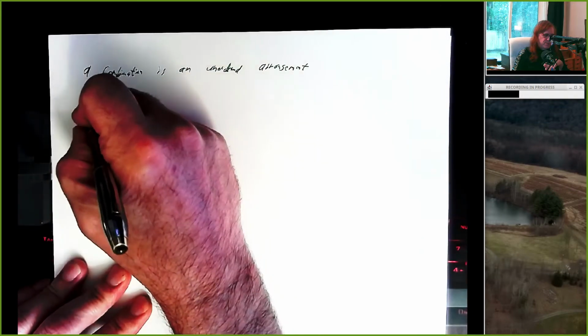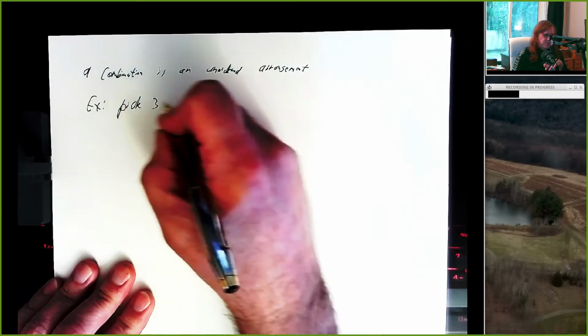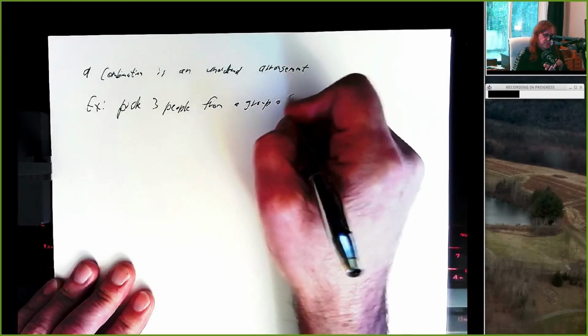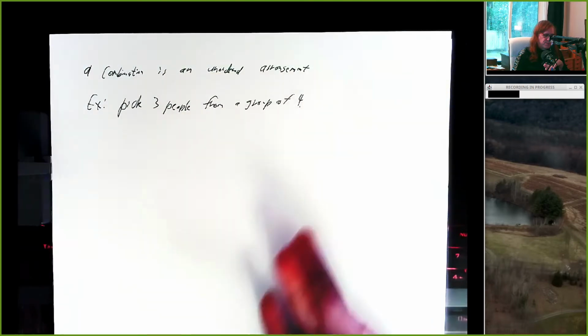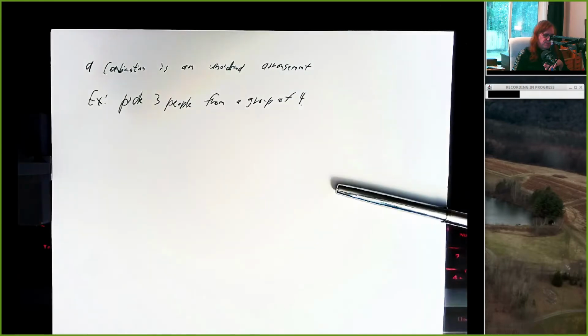So for example, let's pick 3 people from a group of 4. How many ways can you pick 3 people from a group of 4 if we don't care about the order in which we pick them? We're just choosing 3 people, but it doesn't matter if I choose person A before person B or after. It's the same choice. So think about it intuitively. How could we answer this question? How many ways can we pick 3 people from a group of 4? What are your thoughts on this?